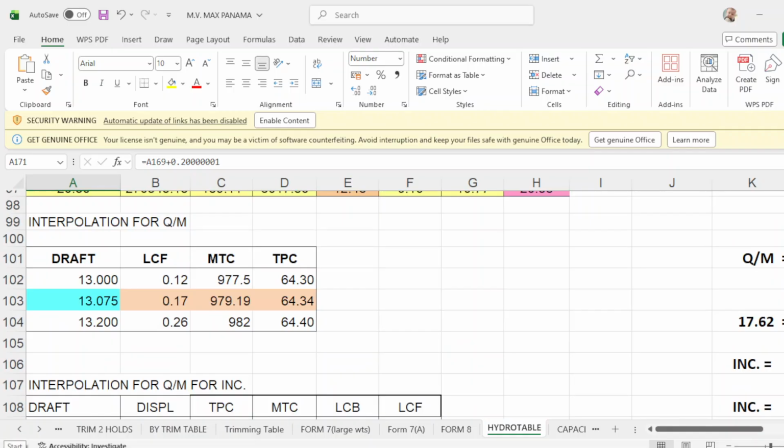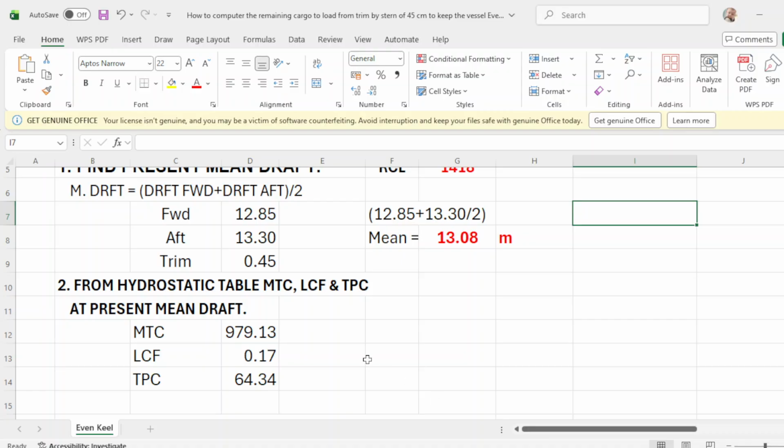This one. 13.075, almost 13.08. Your TPC is 64.34. 64.34, I'm sorry. 64.34. And your LCF is 0.17.